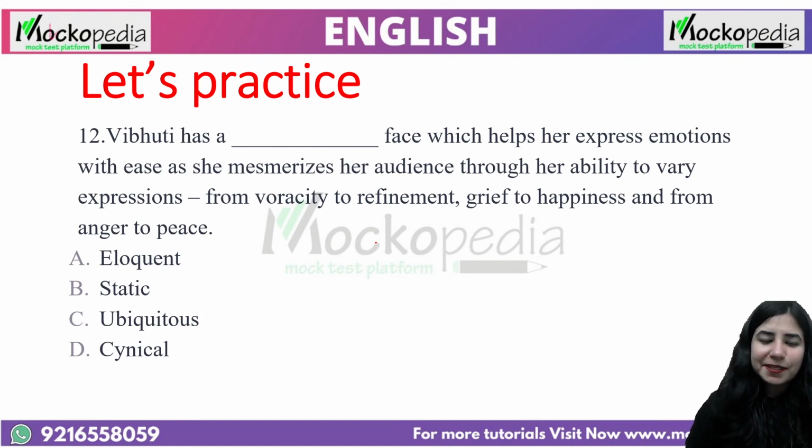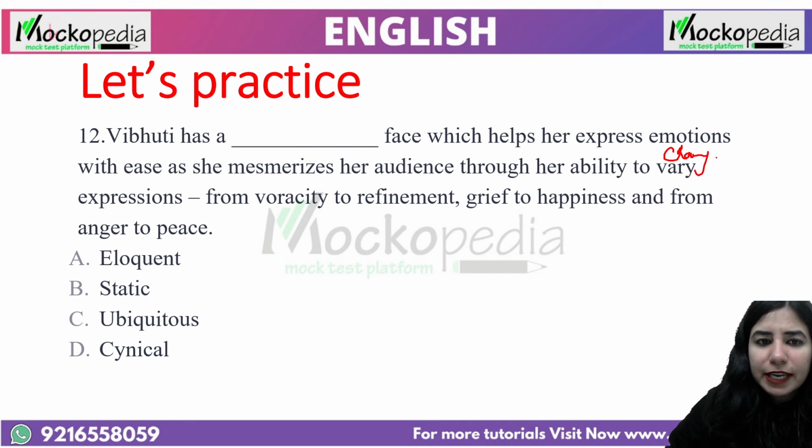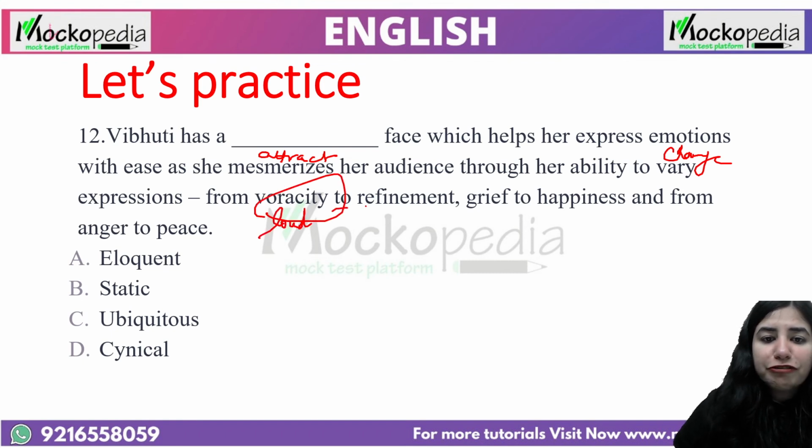So let's discuss. Vibhuti has a dash face which helps her express emotions with ease as she mesmerizes. Mesmerizes means she leaves a great impression, right? Through her ability to vary. Vary is change. So she is able to mesmerize, means attract, right? From voracity. Voracity is loud, to refinement, which is polished, grief to happiness, and from anger to peace.